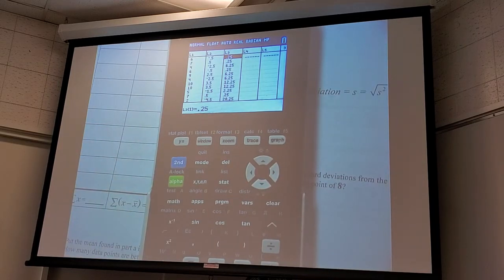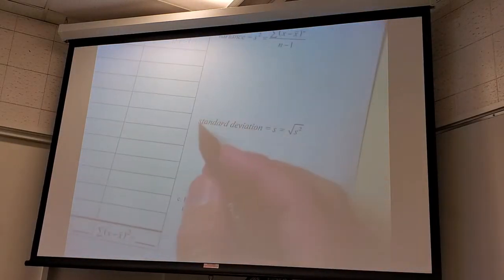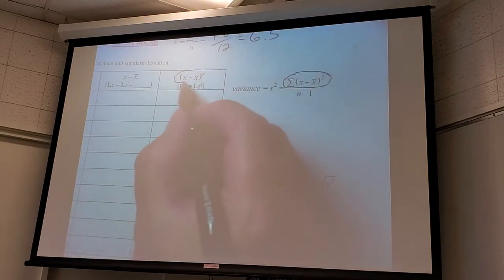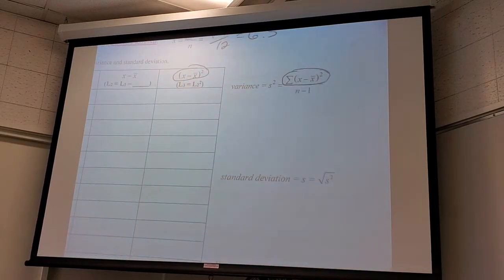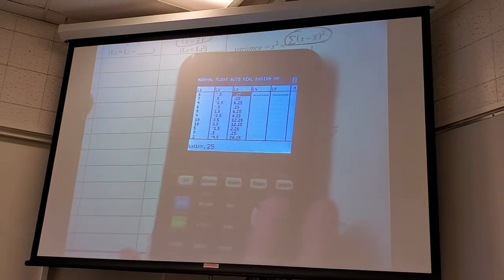All right, and of course, let's take a look back at our sheet here. So I need to put something up here, right? So this last list, isn't it the x minus x bar squared? Isn't that what that is? So the formula wants the sum of those. So what do I need to do in my calculator? Sum L3.